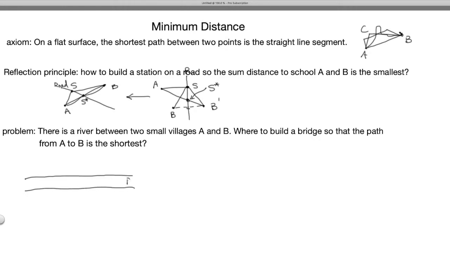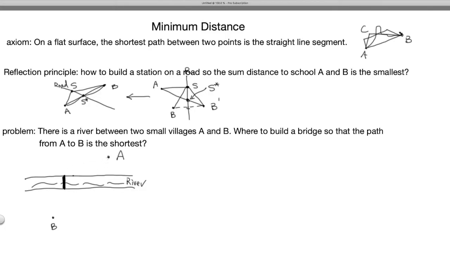Let's say this is the river, and there's a village A and a village B. And we want to build a bridge somewhere, let's say here, this is the bridge, which we're required to be perpendicular to the river. And here we assume the river has equal width everywhere. That's a kind of abstraction of the actual physical world.